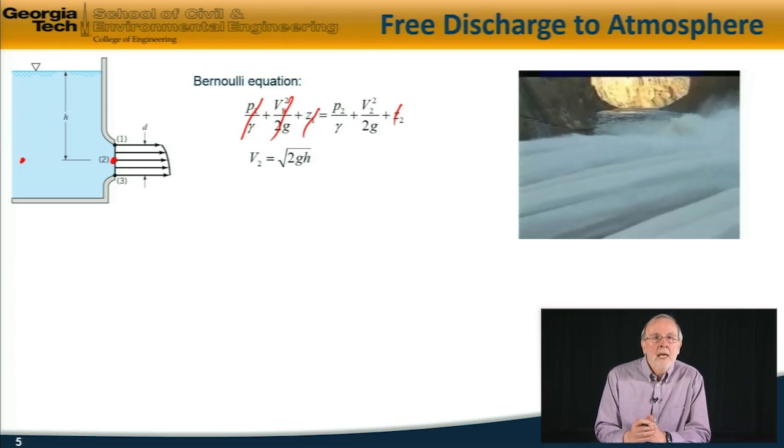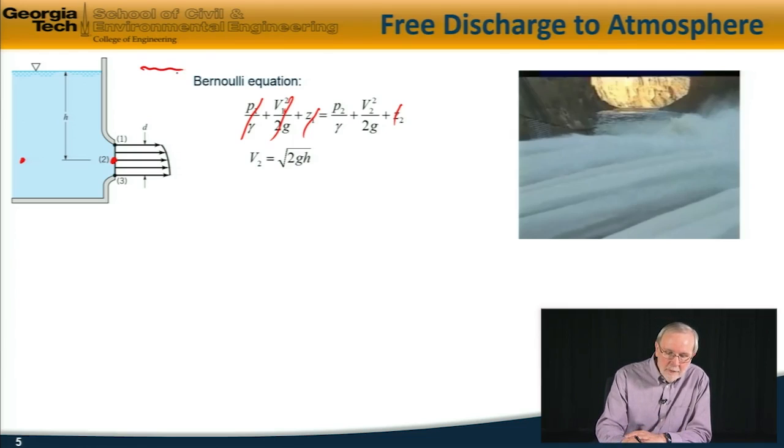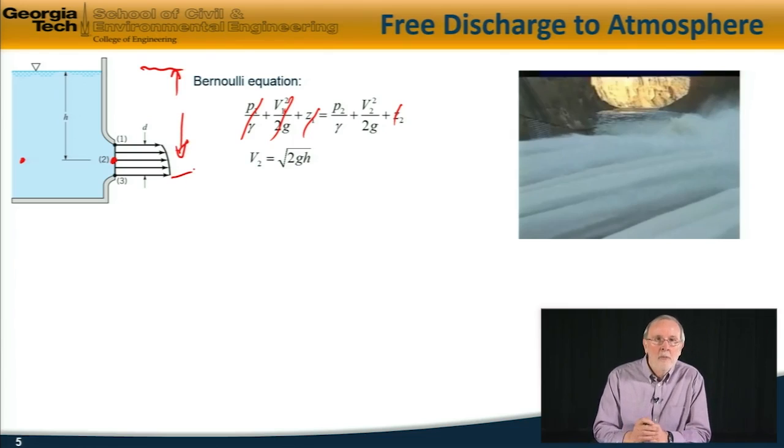And the upstream velocity is also 0. So again, very simple relationship is that the exit velocity V2 is equal to the square root of 2gh, where h is the height difference between the free surface and the center of the opening. This equation was first derived by Torricelli in the 17th century, and we notice from this that the exit velocity does not depend on the diameter of the opening. It only depends on h.